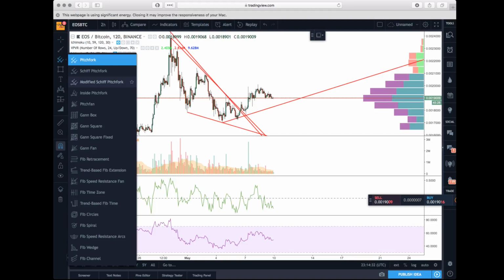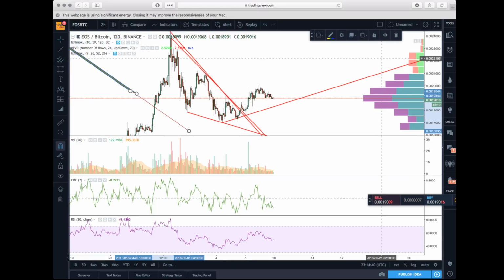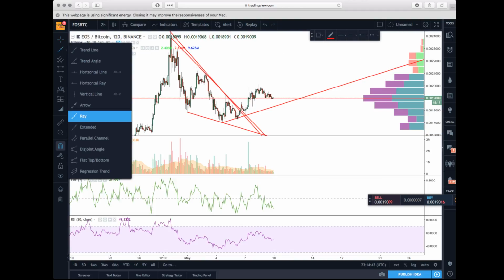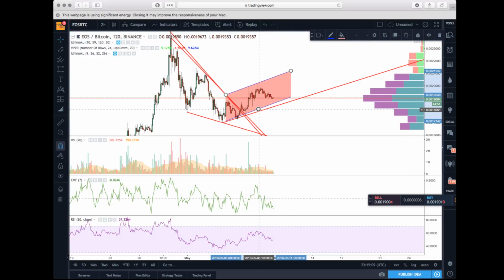So if you want to see that in action, actually no, I don't want to use that. Those are annoying. I don't like pitchforks. You can just draw a parallel channel using this to that. Oh, and I did it the wrong way. Why am I stupid here today? Yeah, just kind of taking those points into account.